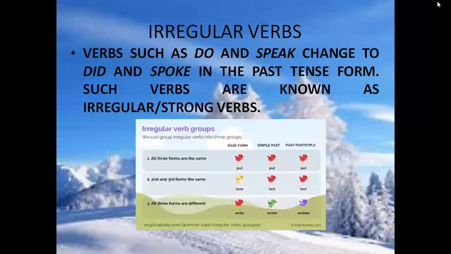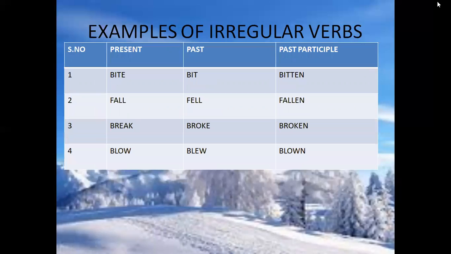Now what are irregular verbs? Verbs such as do and speak change to did and spoke in the past tense form. Such verbs are known as irregular or strong verbs. Examples of irregular verbs: bite, bit, bitten; fall, fell, fallen; break, broke, broken; blow, blew, blown.